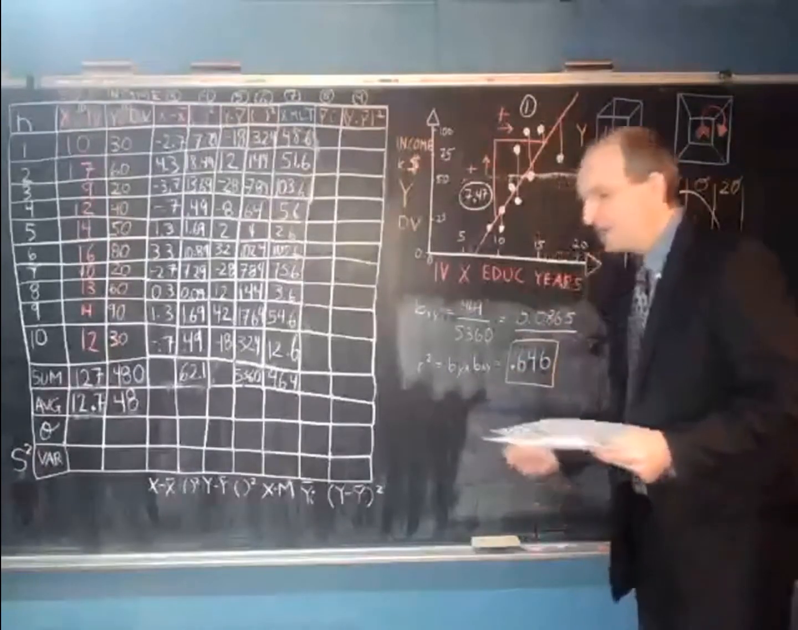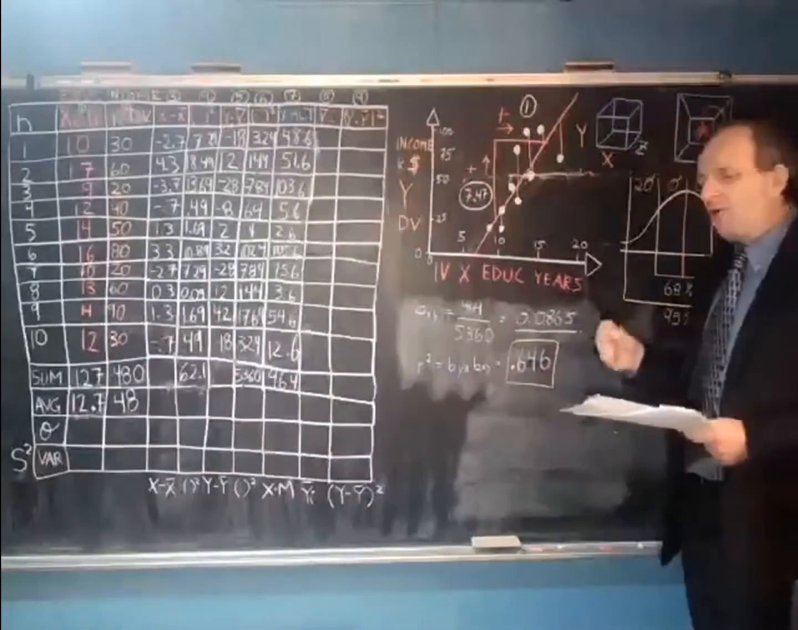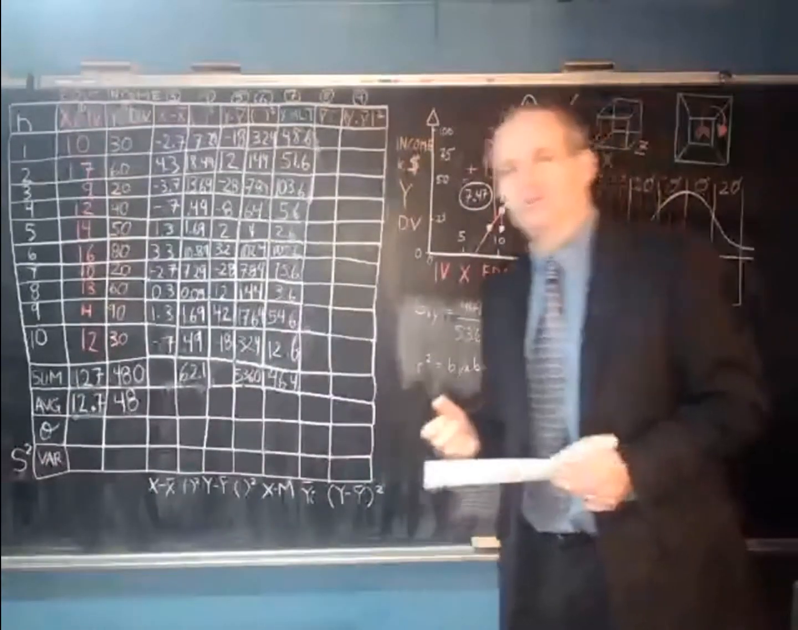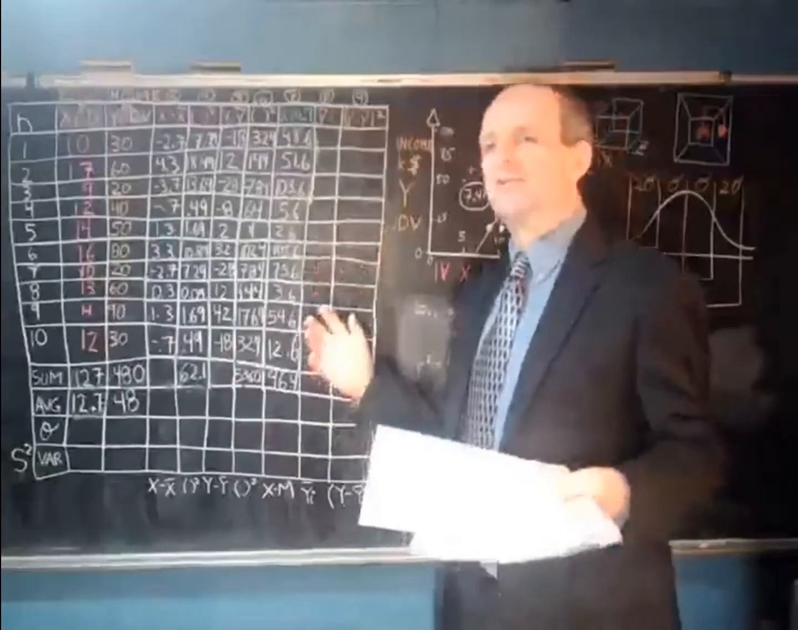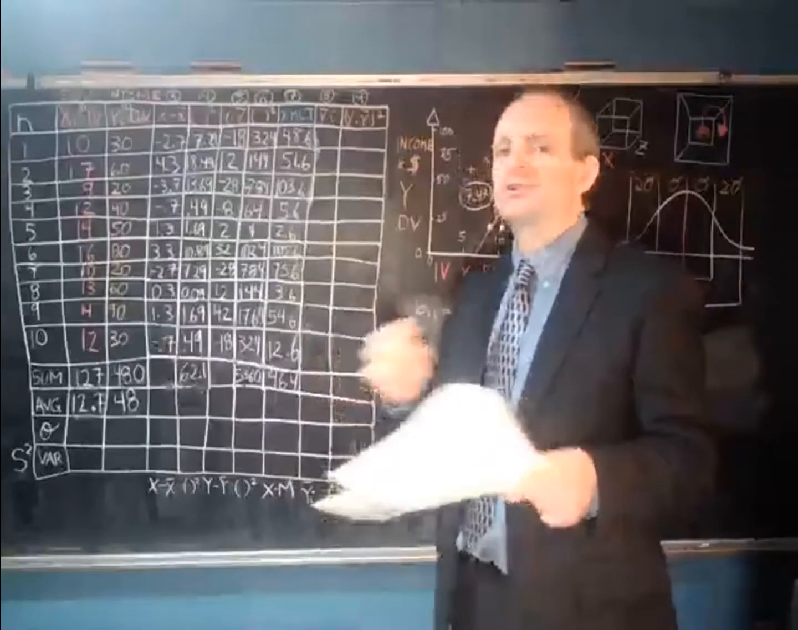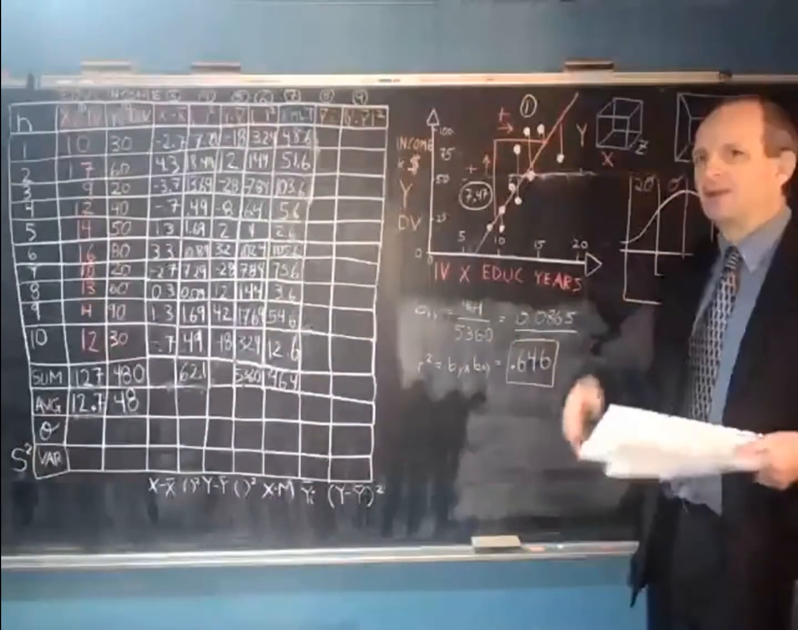Well, this number, you're going to see a lot of it. All right, so a correlation is like a probability. It goes from 0 to 1. 1 means you're explaining 100% of the variation. 0 means you're explaining none of the variation. Obviously, the more variation you explain, the better, right?